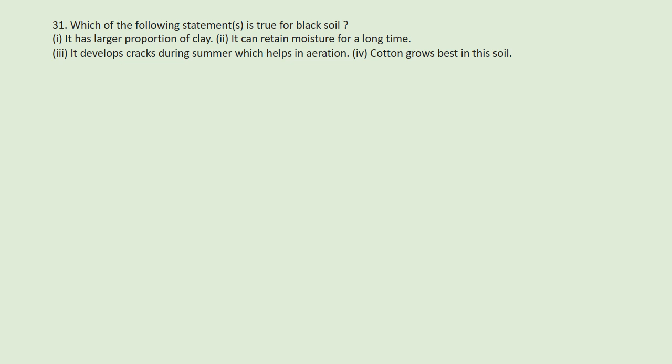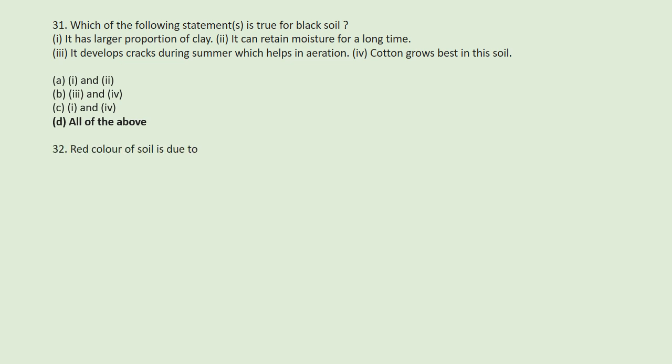Cotton grows best in this soil. A. 1 and 2. B. 3 and 4. C. 1 and 4. D. All of the above. D is the right answer. So, for the black soil, it has larger proportion of clay. It can retain moisture for a long time. It develops cracks during summer, which helps in aeration. And cotton grows best in the soil.